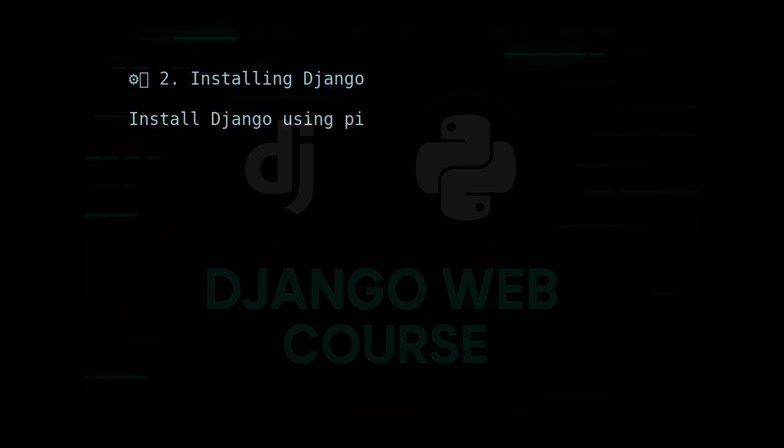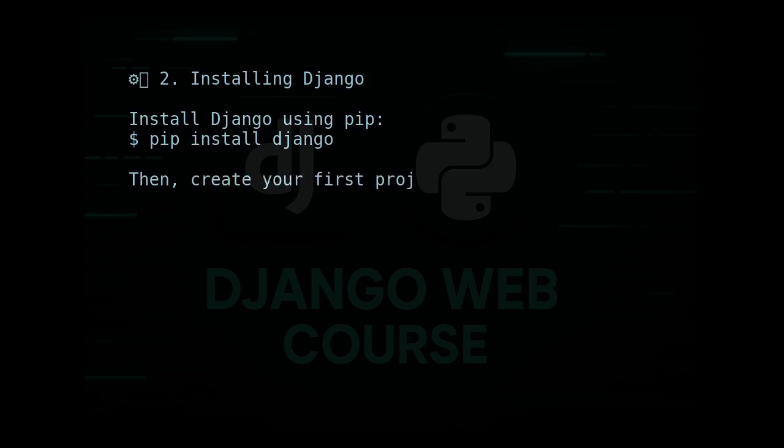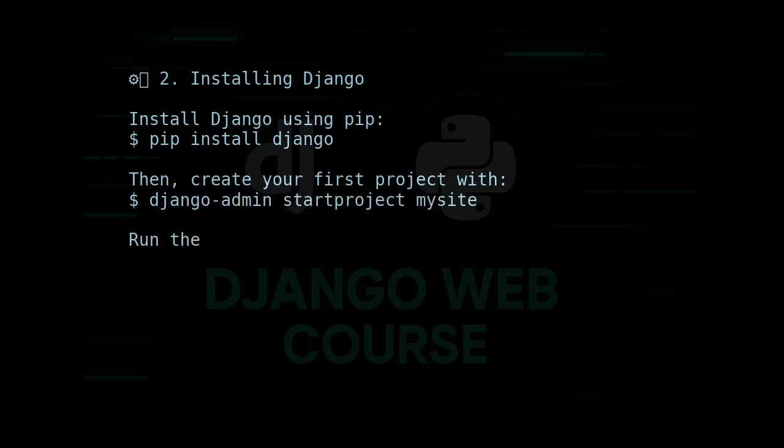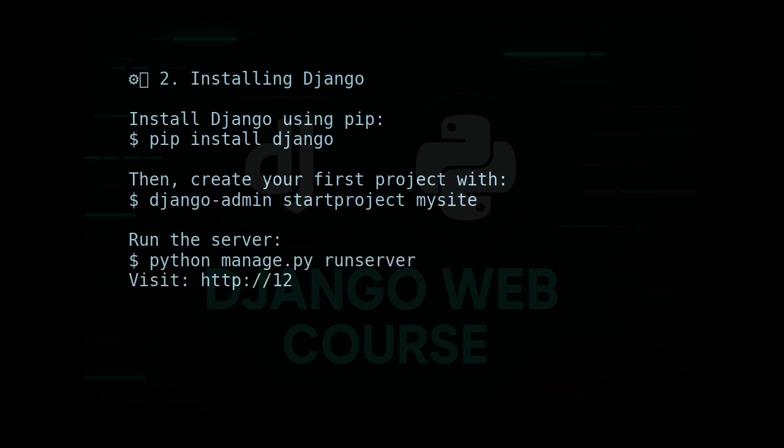Let's start by installing Django. Just type pip install Django in your terminal. Then use django-admin startproject mysite to create your first project. Run the server with python manage.py runserver and open your browser to see your new Django site live.